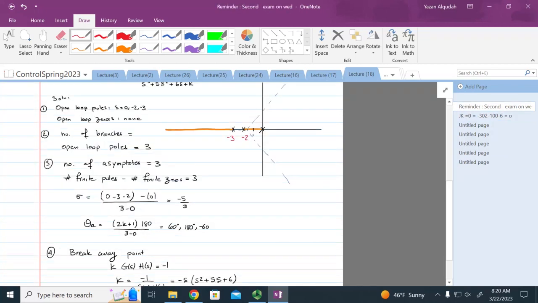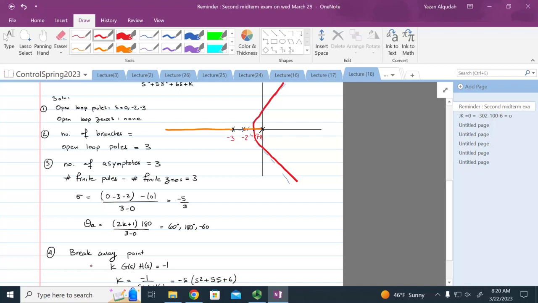So we can come here and negative 0.78, and our branch is going to split from here and is going to go like this. It's going to split here and is going to go like this. Together? So these are our asymptotes. It's going to split in here.